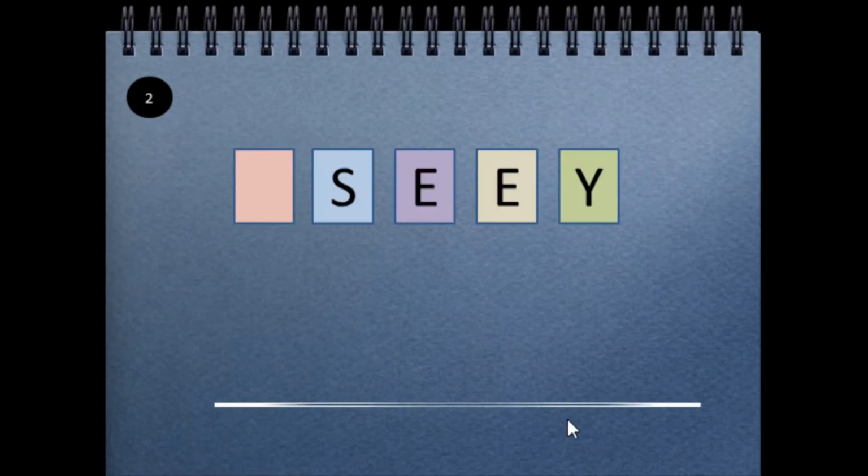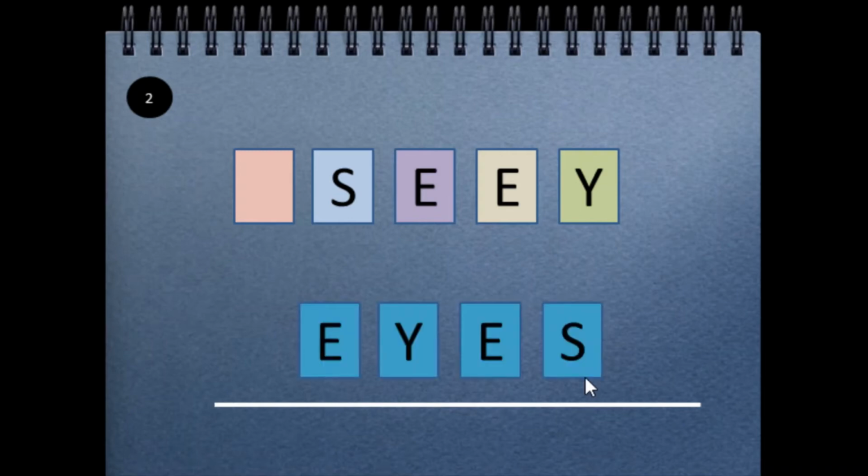How about this one? What word is it? Go. Very good. It is eyes. Great job. Eyes is for what sense? Sense of sight. Very good. 2 points.